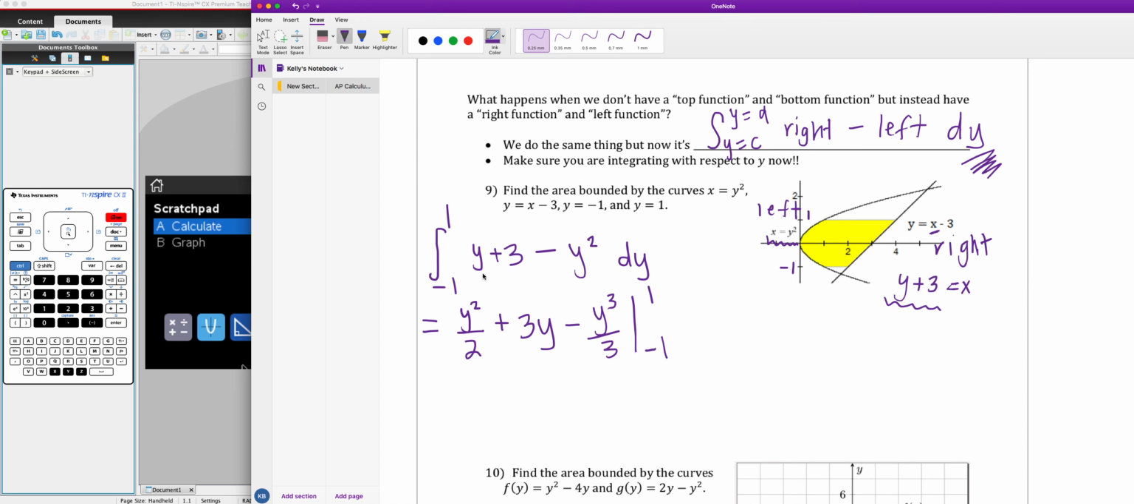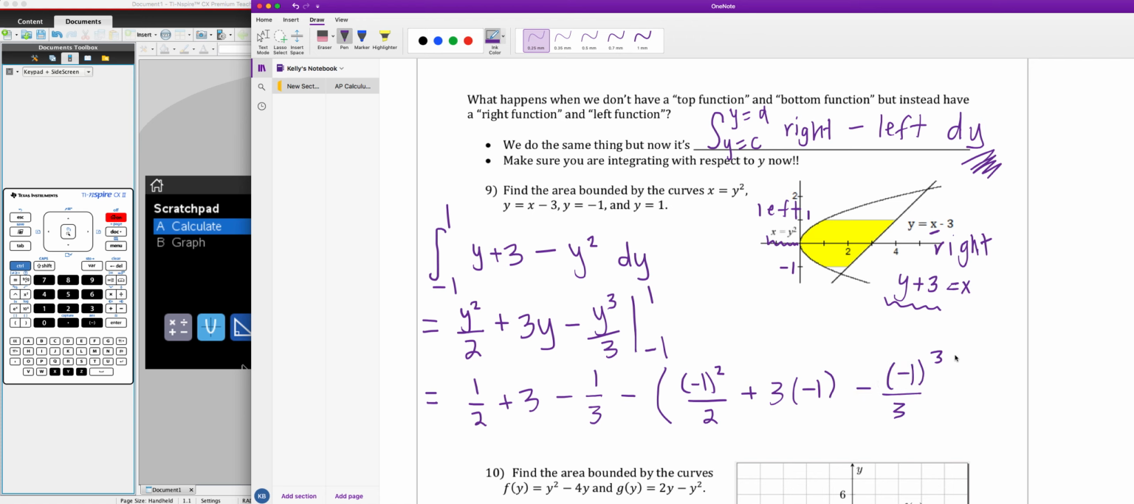Sub this in, we do the same thing that we've always done. So sub in our top bound, and I get 1/2 plus 3 minus 1/3, minus sub in my bottom bound. I get -1 squared over 2 plus 3 times -1 minus -1 cubed over 3. And that right there is going to be our final answer. There's going to be no need to simplify any of it. I have everything integrated and subbed in, so I'm good to go.